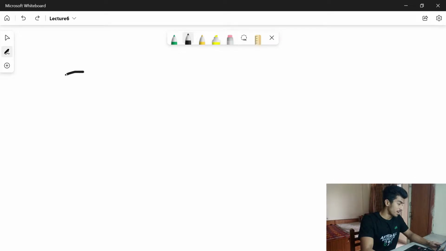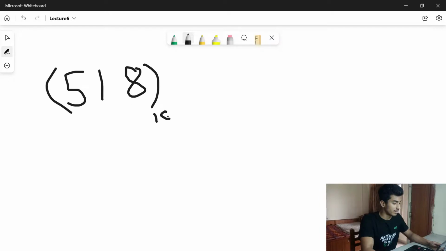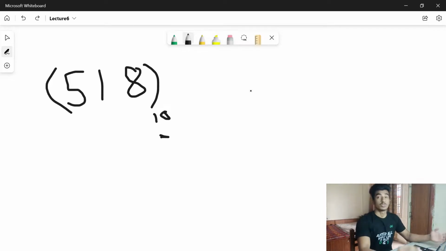Suppose I have an example here. This is the decimal number 518. I will write 10 here because there are a total of 10 possible values in decimal numbers: 1, 2, 3, 4, 5, 6, 7, 8, 9, 0. So how can we calculate a decimal number? I know you learned all these things, but just let me tell you. We all know that this is the ones place, this is tens, this is hundreds, and so on.